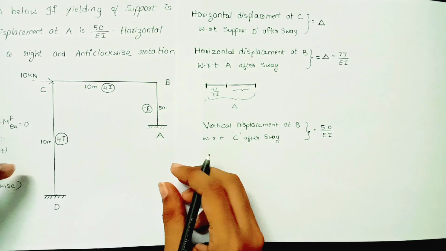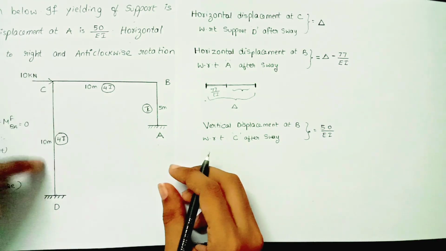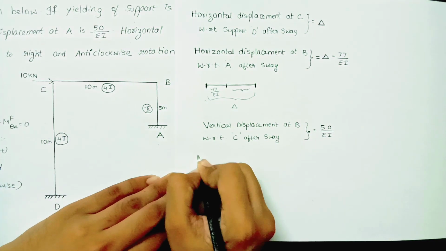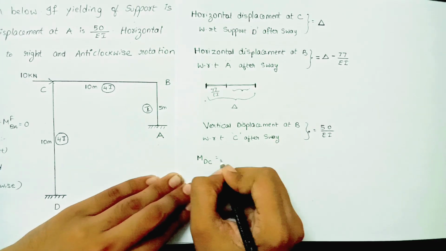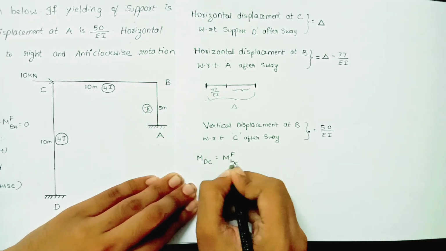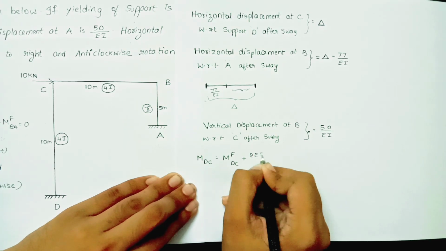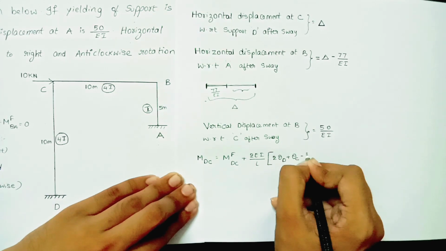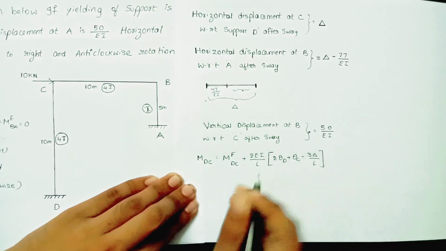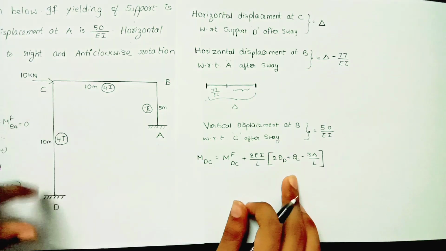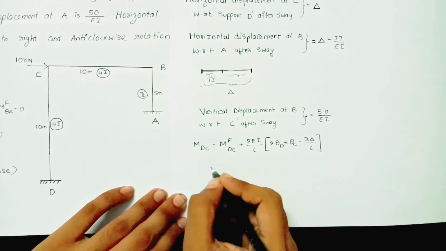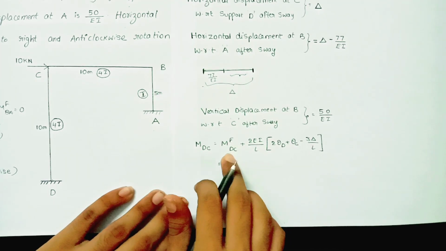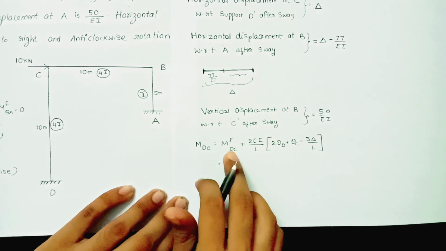Coming to the members, first I am taking member CD. For MDC, I am writing the equation. We can write MDC equal to the fixed end moment MFDC plus 2EI by L into 2 theta D plus theta C minus 3 delta by L. This is the slope deflection equation I have written for member CD or DC. Now the fixed end moment in member DC: all the fixed end moments are calculated as 0, so no need to consider these values.